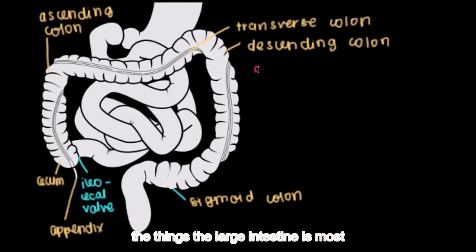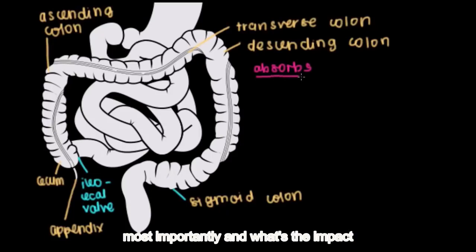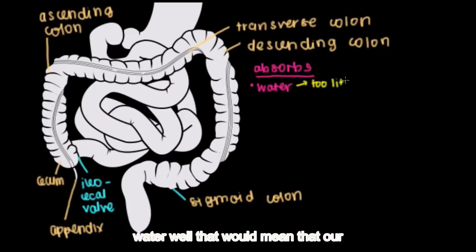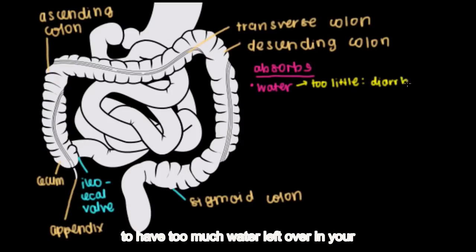So what are the things the large intestine is most responsible for absorbing? Let's make this list right here. What does it absorb most importantly, and what's the impact of that? Well, the first thing you got to think about is water. Water is the main thing your large intestine is going to be absorbing. And it's very important for regulating the output that we're eventually going to get from down here at the anus. Now, what would happen if we absorbed too little water? Well, that would mean that our output would tend to be more watery, right? Because we didn't absorb that into our body. Now that is what would cause diarrhea, because you're going to have too much water left over in your stool.